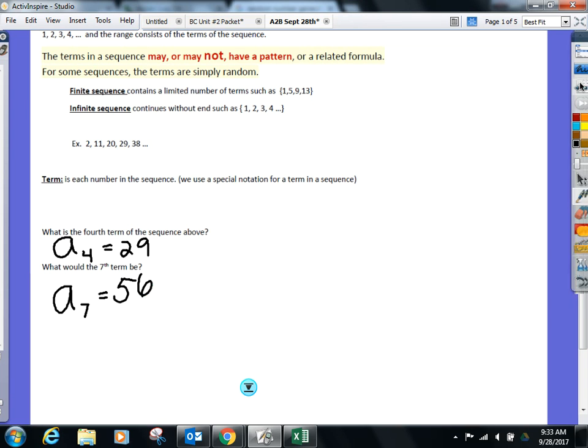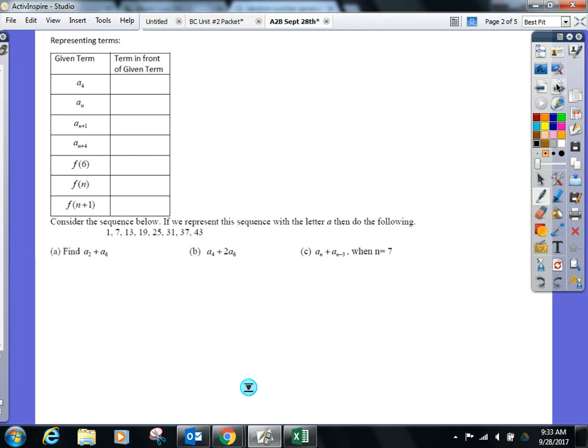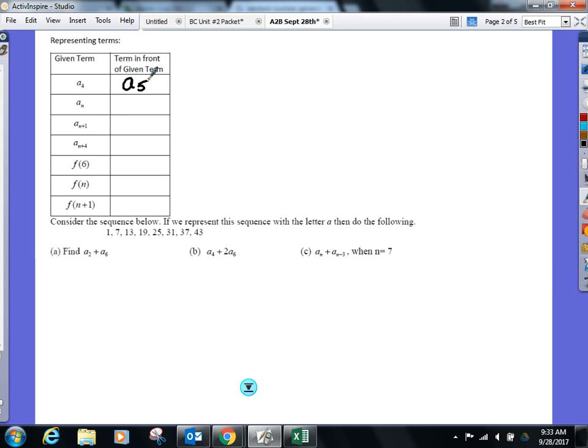All right, so let's keep talking about that new notation. I have a chart set up for you. Here's the given term. What would be the term after it? What's this telling me right here? A with a subscript of 4. That's talking about the 4th term. So what would be the term after the 4th term? 5th term. How would I write it? A with a subscript of 5.